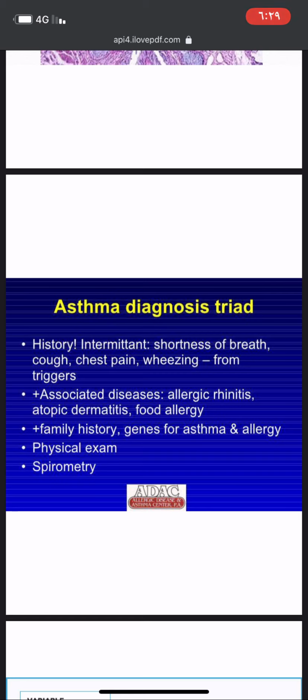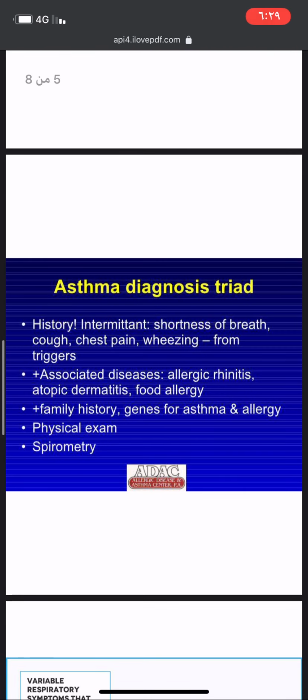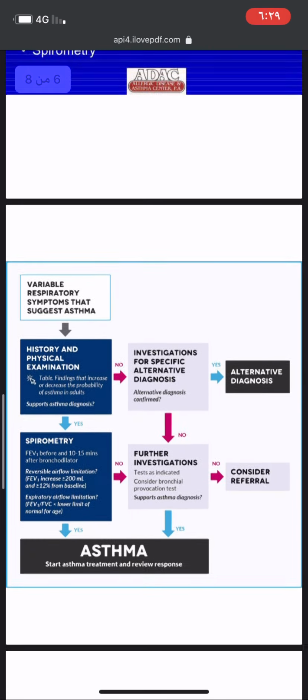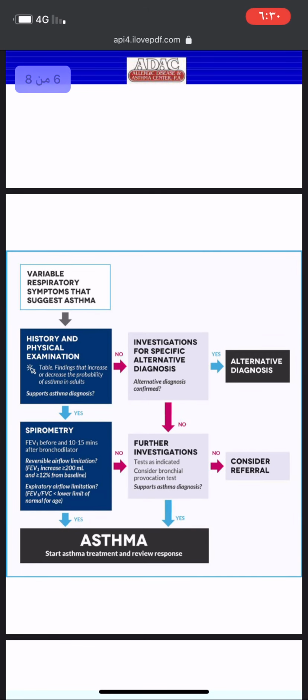Then you can diagnose by physical exam, which is not always abnormal, maybe it's normal, and you can confirm the diagnosis by spirometry, or it is a probability if it is coming with wheeze. As we said, it's by history and examination. Variable respiratory symptoms that suggest asthma, as we mentioned before. After that, history and physical examination.